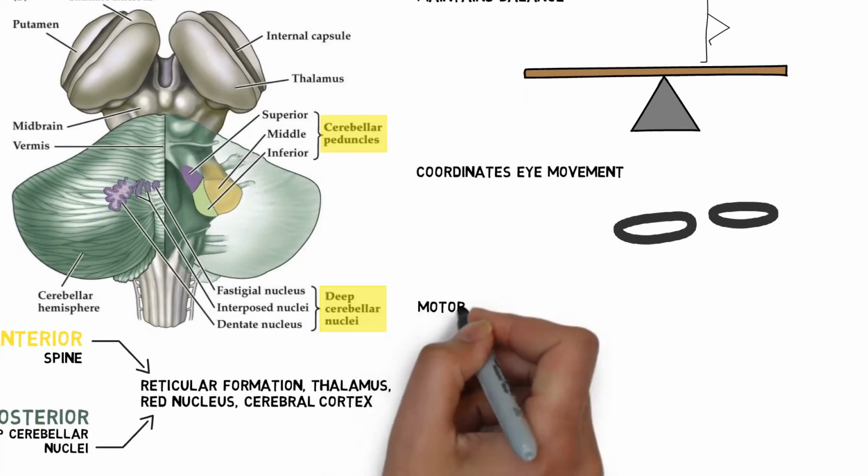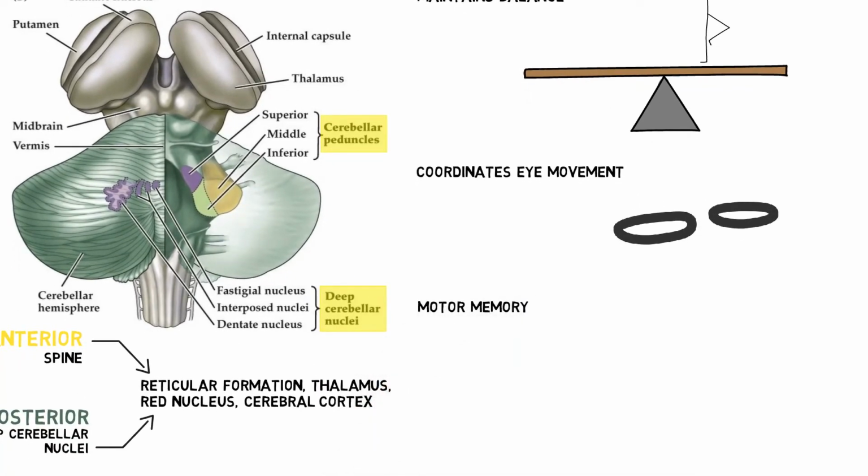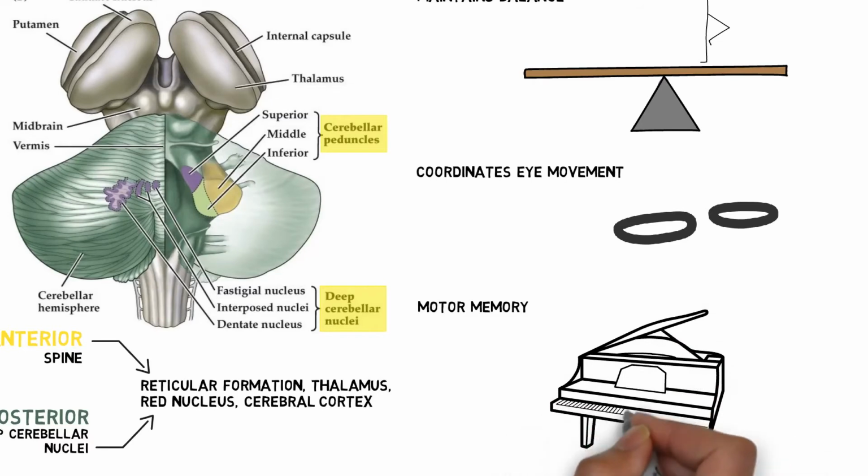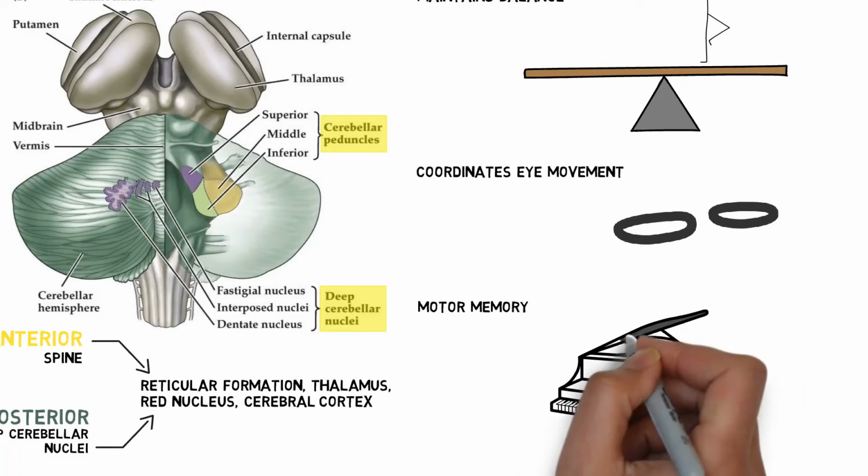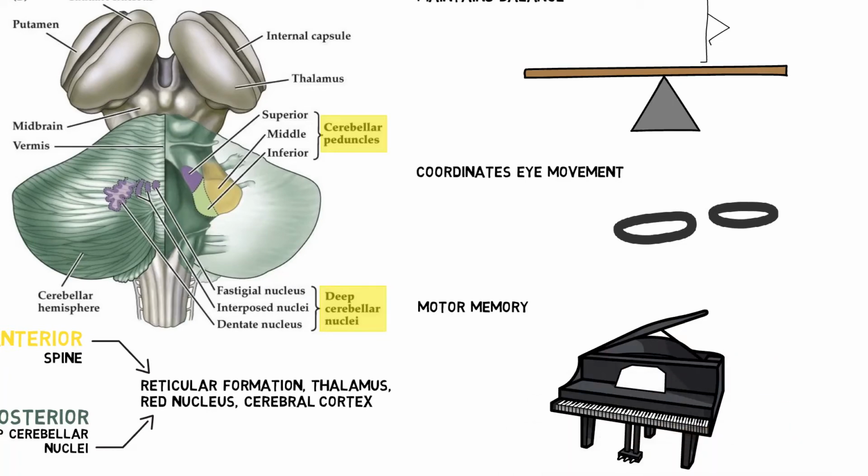It is important for motor learning. When you learn to play a musical instrument, it may be difficult at first to put your fingers where they need to be when they need to be there. After a few practice sessions, your cerebellum does this almost without you having to pay attention.